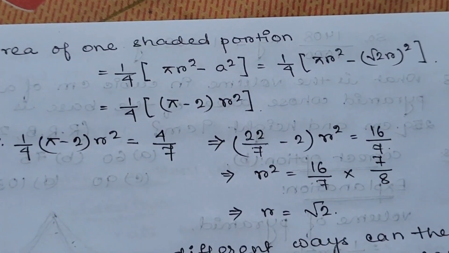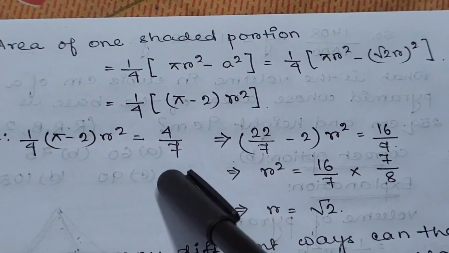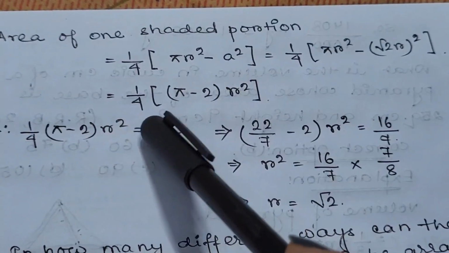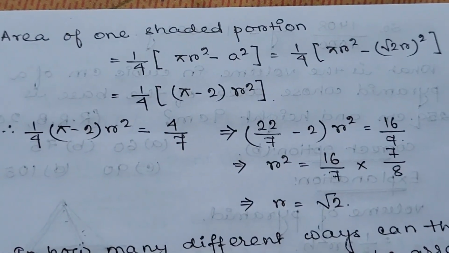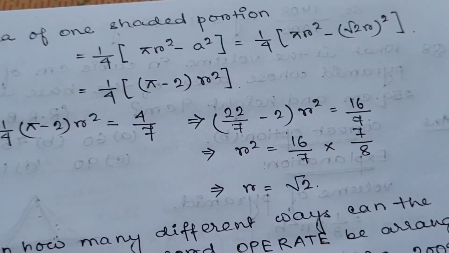Now according to the problem, we know that one of the shaded regions is 4 by 7. So this is the whole thing. So we need to divide it by 4 to get one of the shaded regions, and hence we have this. Now simplifying, we get that r is root 2.